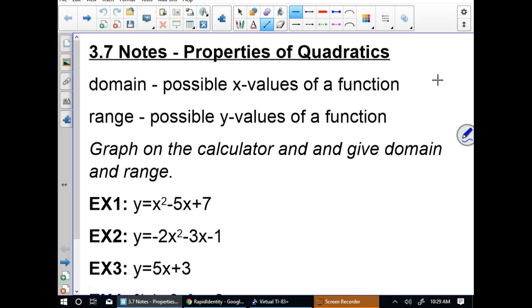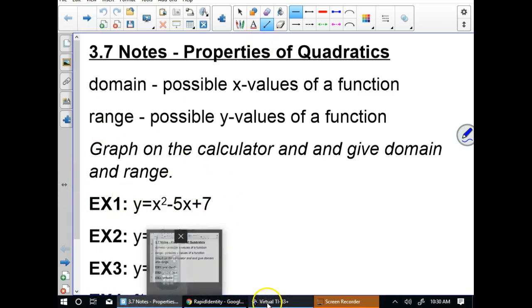Have you guys heard those words before? Domain and range. So domain is your possible x values of a function. So it's any x that you can plug in and it works out for your equation. The range is the possible y values of a function. So let's look. We're going to look at the first couple together here.